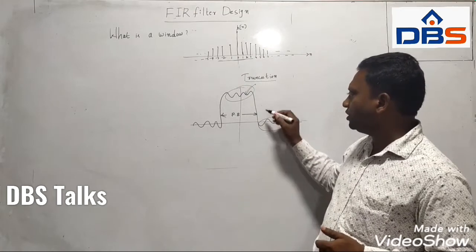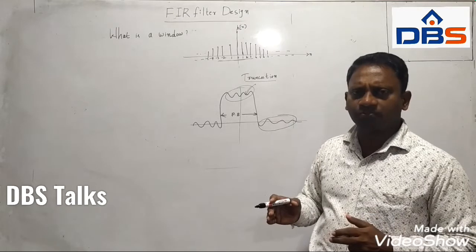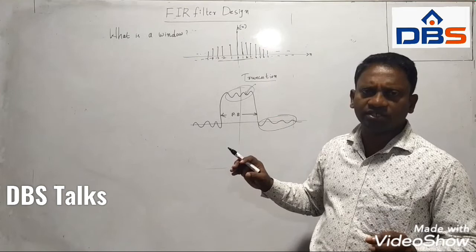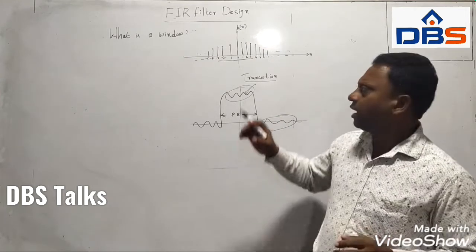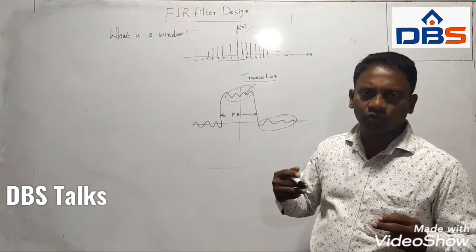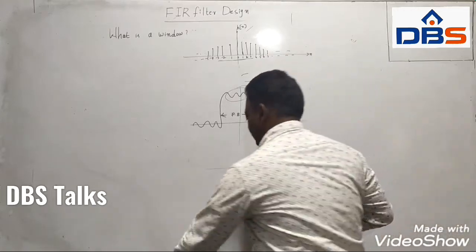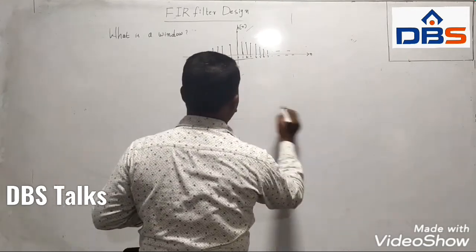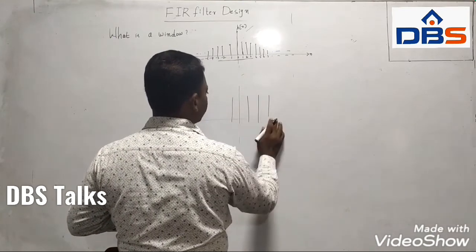So why are these oscillations happening? Because if you truncate the infinite impulse response abruptly, you get these oscillations. Therefore, to reduce these oscillations, we multiply some weighing function with this infinite impulse response. When we multiply these two, you assume there is some window function. If you multiply it, then you will have a smooth pass band as well as stop band.